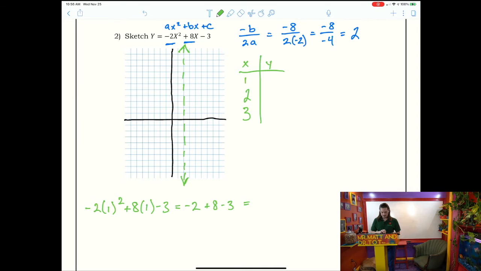I'm sorry. Yeah, I just wanted to make sure nothing happened there. So we should have a negative 5 and a positive 8 will give us a positive 3. So at x is equal to 1, y is equal to 3.